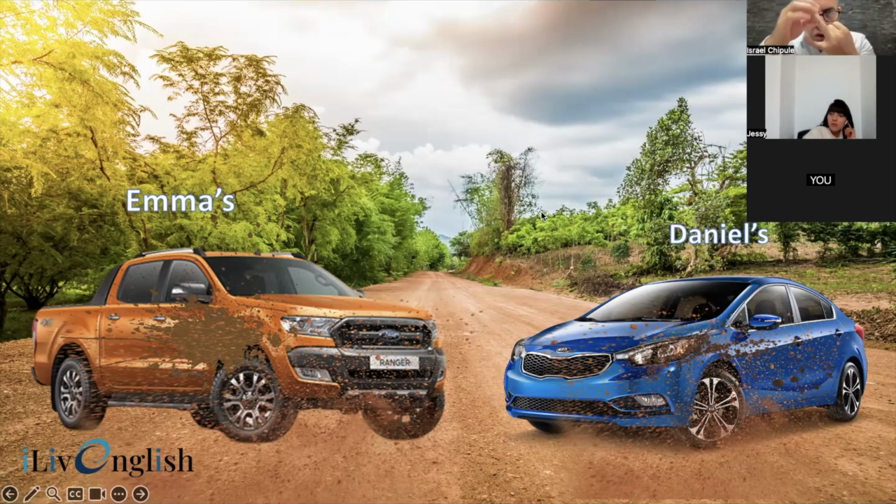Connector. So is Daniel's car. One more time. How is Emma's truck and how is Daniel's car? Emma's truck is dirty. And so is Daniel's car. And "so is," the definition in Spanish is, "y también es el carro de Daniel." Y también es, all right? Emma's truck is dirty, so is Daniel's car.